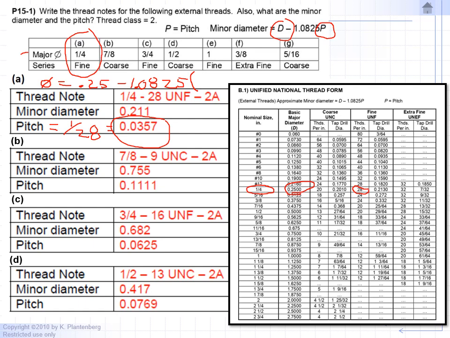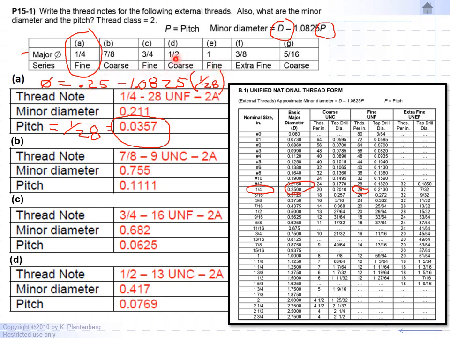or 0.0357. Either one will work. Okay, and that's our numbers for the formula. Okay, so all we have to do is do the math. Okay, so don't forget order of operations. So you're going to take 1.0825, multiply it times 1/28 or 0.0357, and whatever number you get there, you're going to subtract it from 0.25.